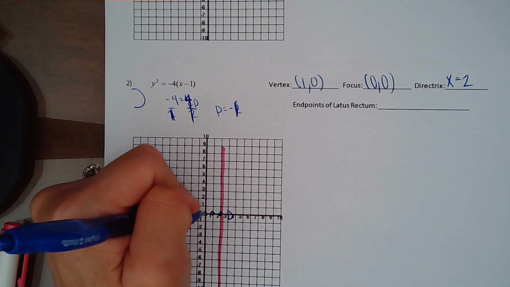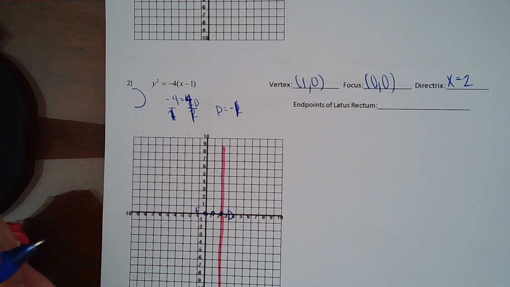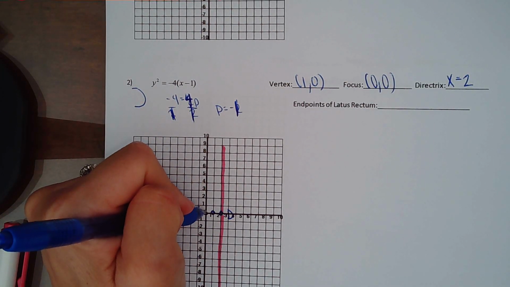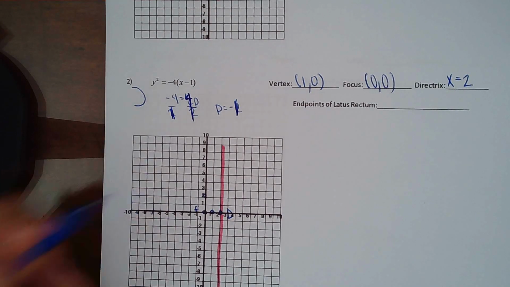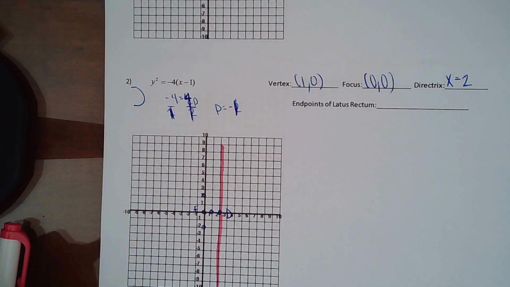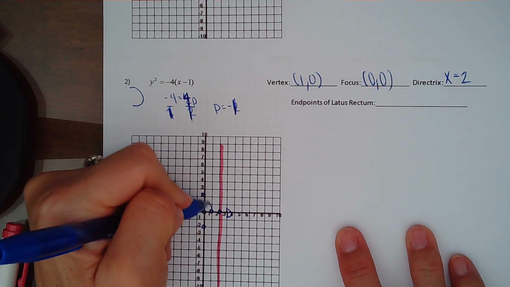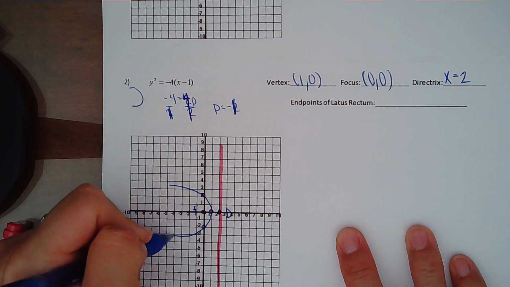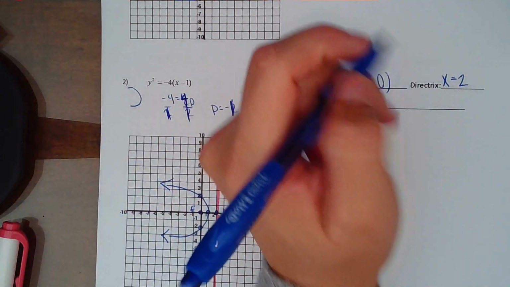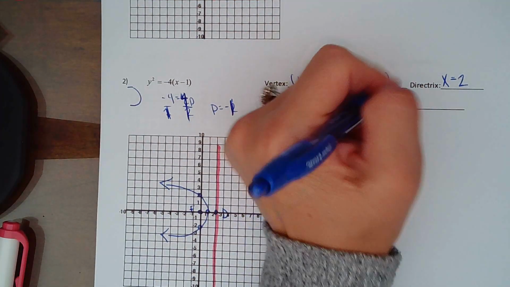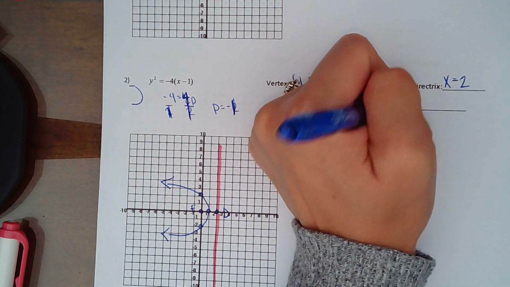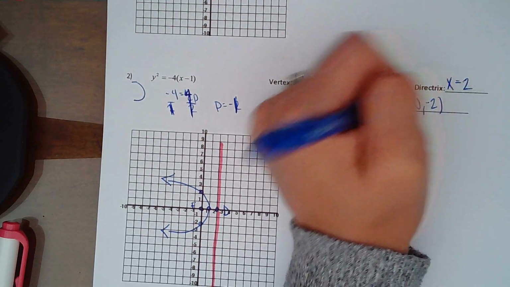Now I need the endpoints of my latus rectum. So I'm going to go ahead and count 1, 2. Okay, so I know it's 2 over, which means that from my focus, I'm going to go up 2. That'll be 1 point. And I'm going to go down 2. That'll be another point. And I will go ahead and connect them and have my parabola. Okay, so the endpoints of my latus rectum: the first one is going to be 0, 2. And the next one would be 0, -2.